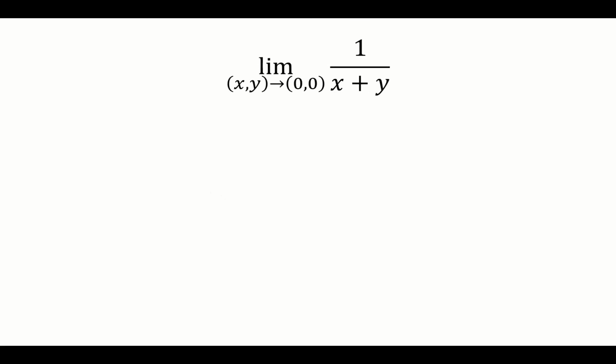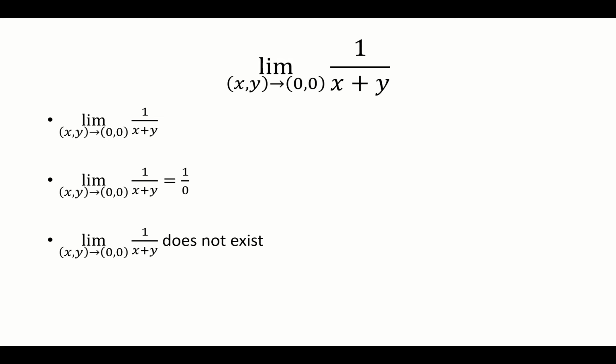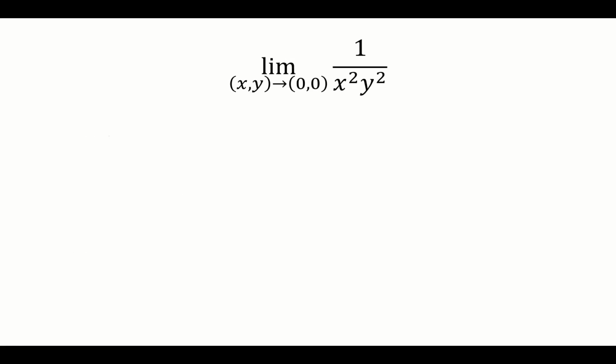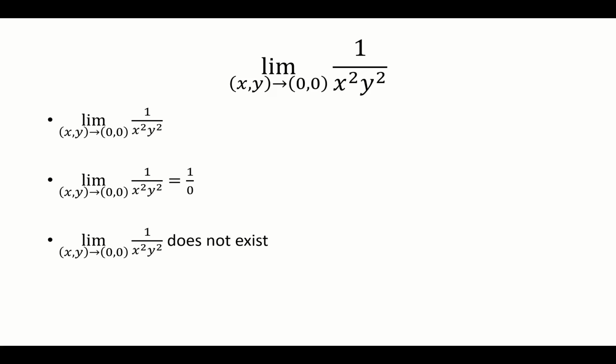Next, we have the limit as x and y approach 0, 0 of 1 over x plus y. When we plug in 0, we have 1 over 0, which means the limit does not exist. Similarly, for 1 over x squared times y squared, we plug in 0 and get 1 over 0 and say the limit does not exist.